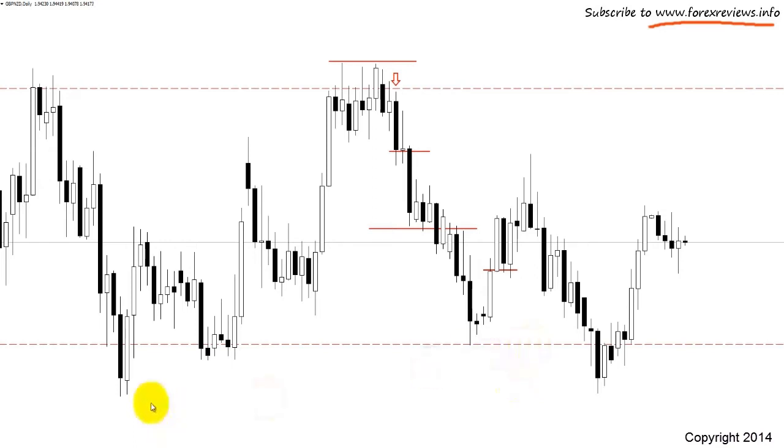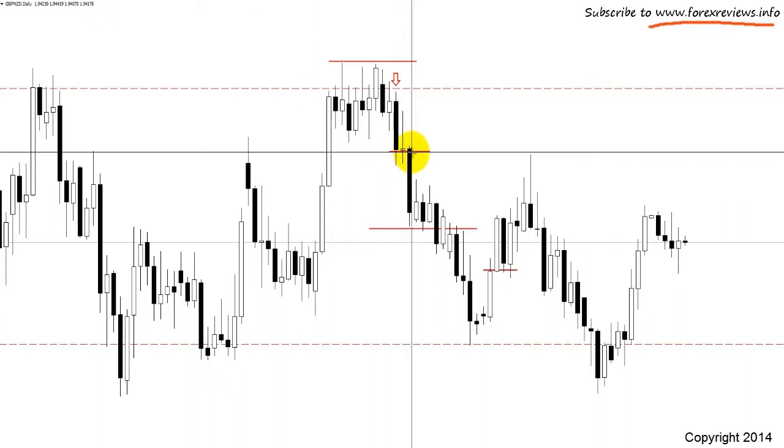Alright, so let's go on to the next pair. So that was a good sell position, which would have allowed the trader to get 280 on the first position, roughly, and 430 on the second position.